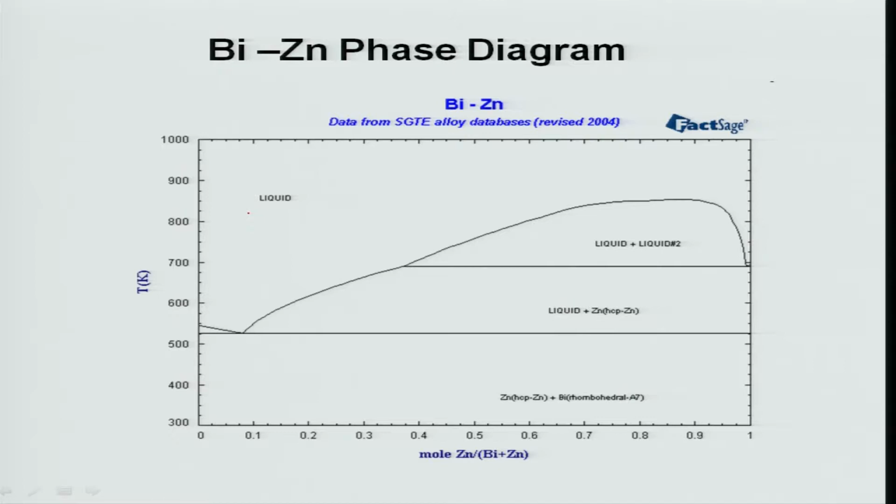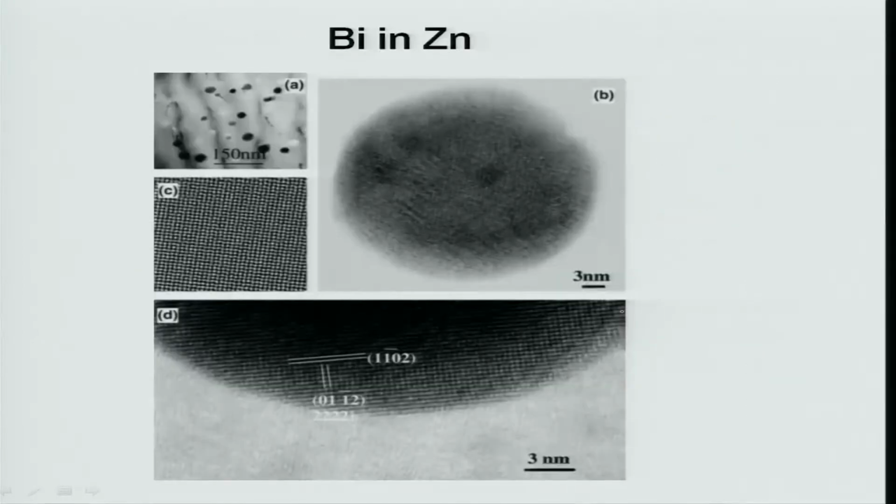Now there are some other examples, let me show you, like this one again from bismuth and zinc. You can see here there is a dome, and that dome indicates one liquid phase going to liquid 1 and liquid 2, and then there is a monotectic reaction there, and it becomes liquid plus zinc HCP. So let us look at microstructures.